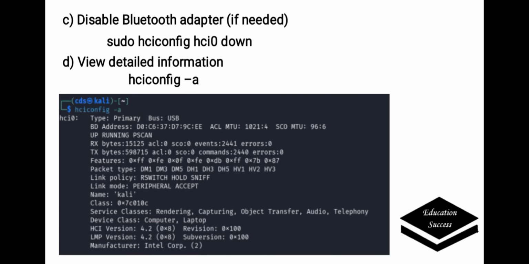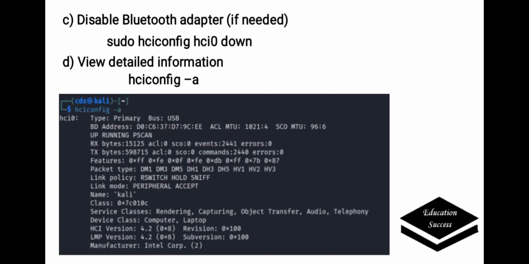Now after the use of it, I can disable the adapter if needed. So to disable the Bluetooth adapter, I will write the command sudo hciconfig hci0 down. For the up service, I will write the command sudo hciconfig hci0 up. Otherwise, I will make it sudo hciconfig hci0 down.